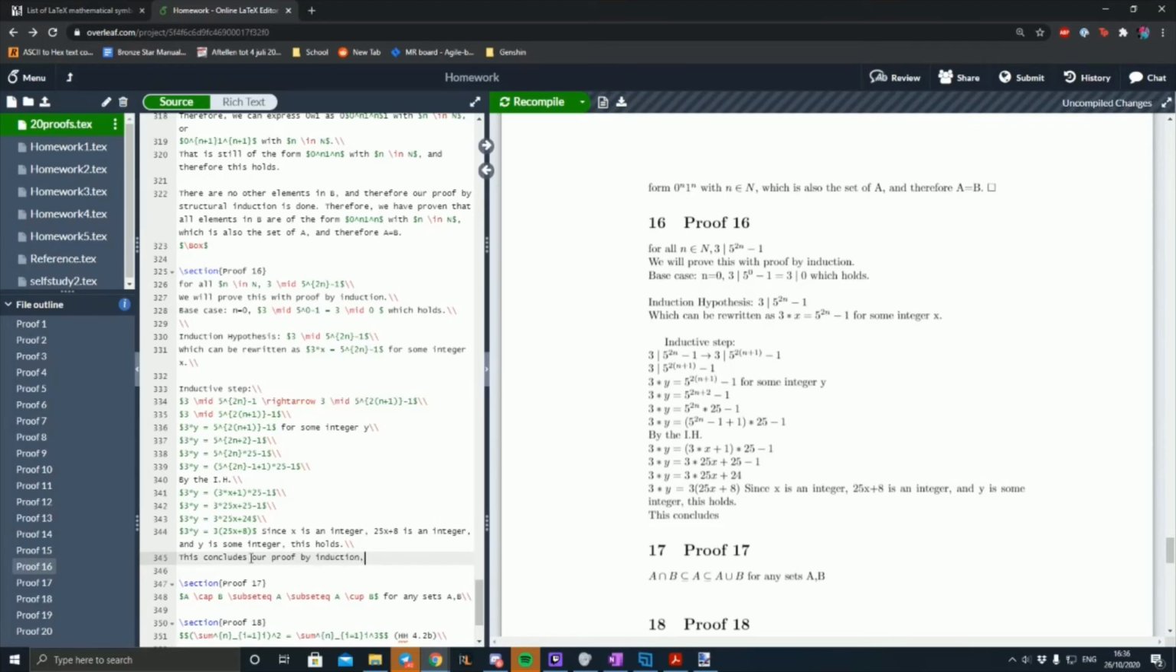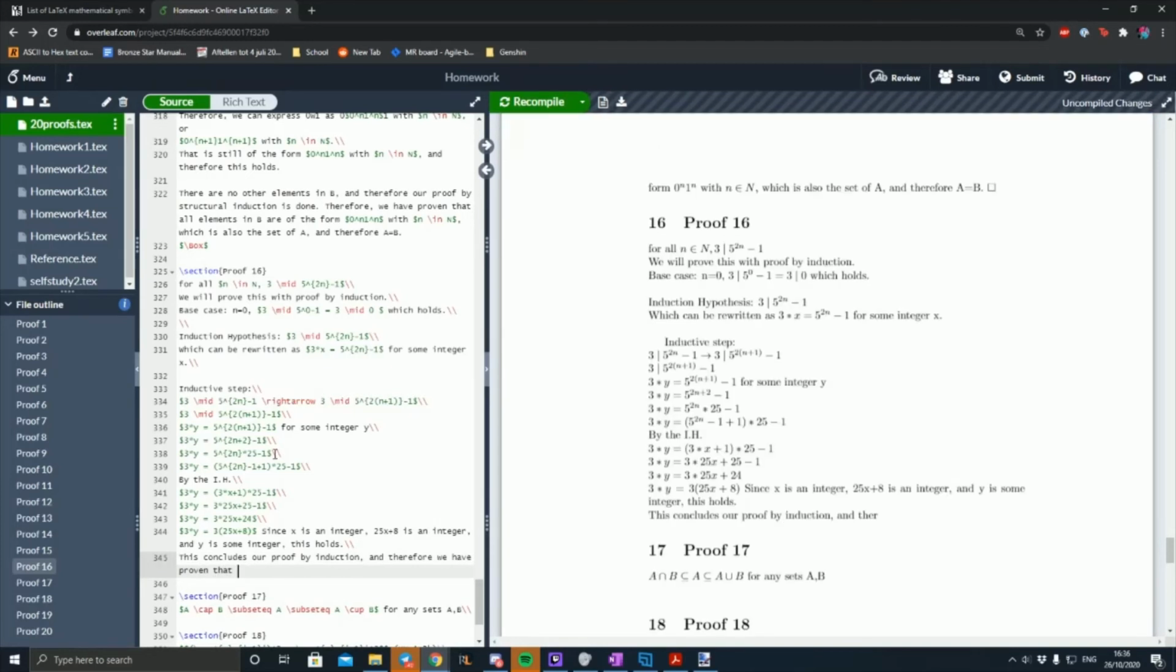This concludes our proof by induction, and therefore we have proven that. I wish all the other proofs were like this. You mean 20 lines long? Yeah.